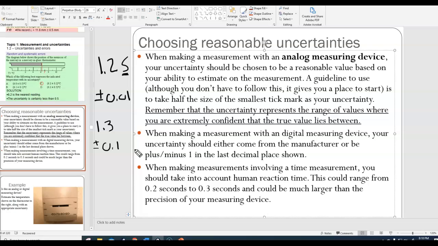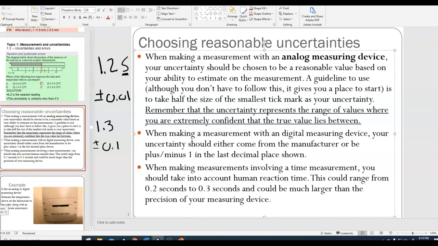And finally, when making measurements involving a time measurement, you should also take into account human reaction time. Now, human reaction time, depending on what it is you're measuring, can range anywhere from 0.1 seconds to 0.3 seconds, depending on the reflexes of the person making the measurement and what exactly it is that you're measuring. Just because you're using a stopwatch that has 2 decimal places doesn't necessarily mean that there's not also uncertainty because of human reaction time in using that stopwatch. Okay, so just keep those things in mind.